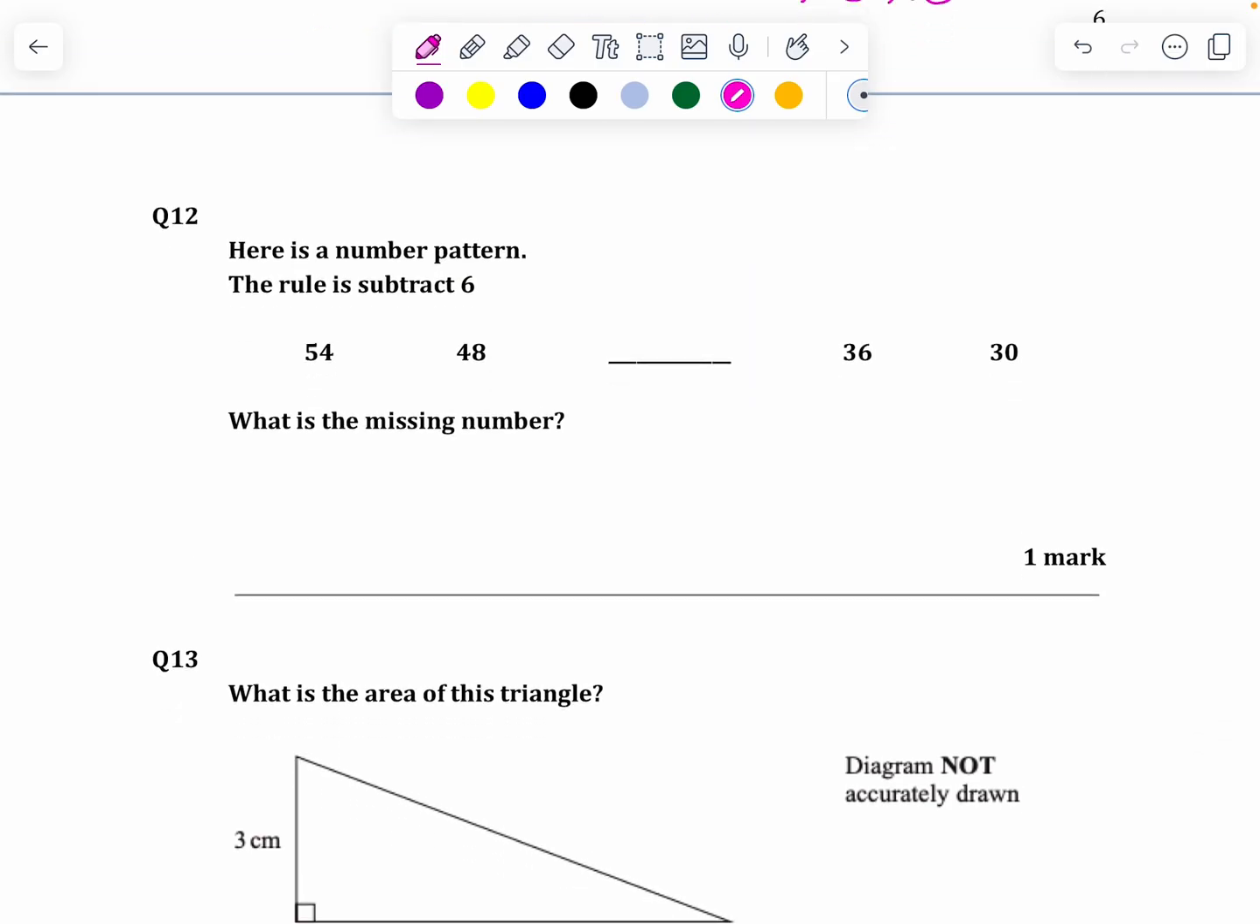Next, what is the missing number? So it subtracts 6 each time. So we've taken away 6 each time. And 48 take away 6 would give you 42. So that's the missing number.